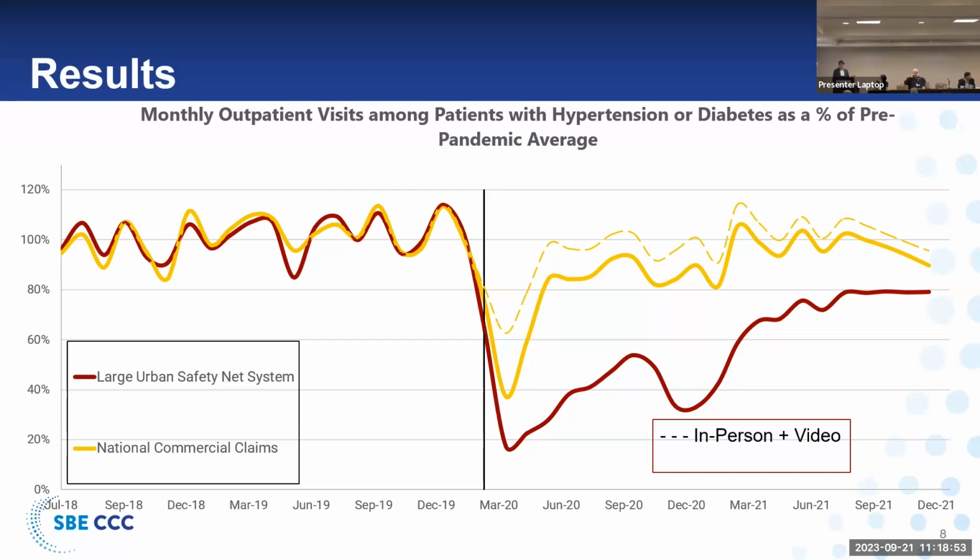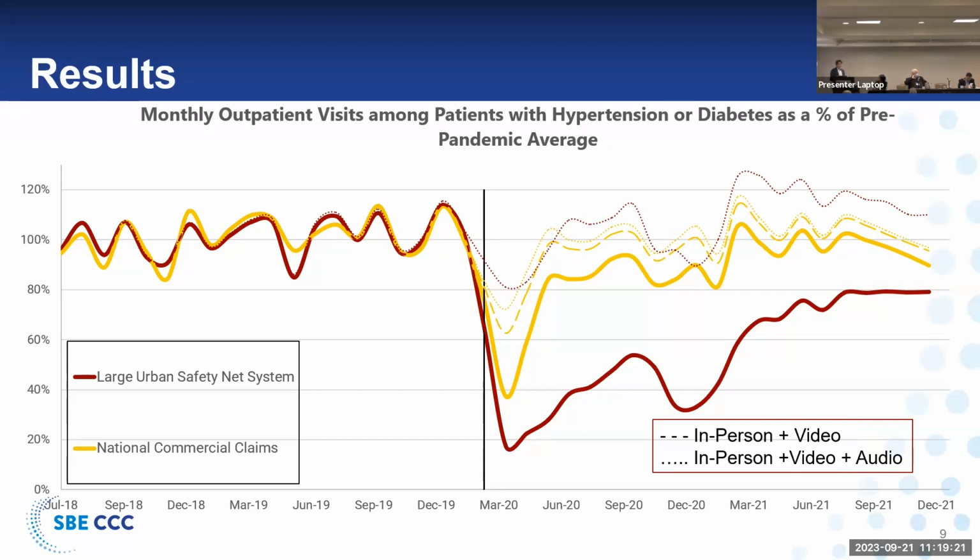So then if we add in-person plus video plus audio, you can see the dotted line now shows you in-person plus video plus audio. And you can see now that the safety net system actually rebounds really quickly, and at some point starts to exceed the previous pre-pandemic level.